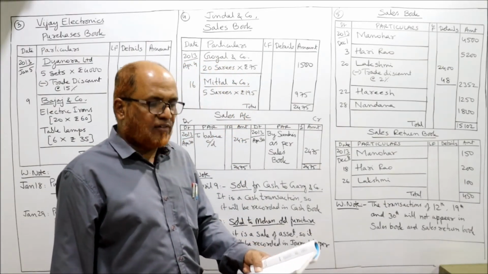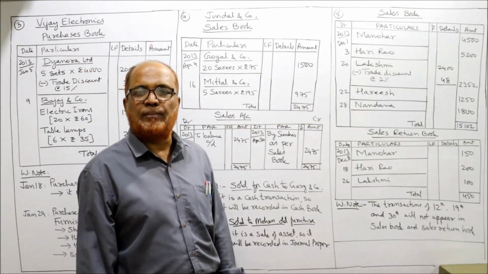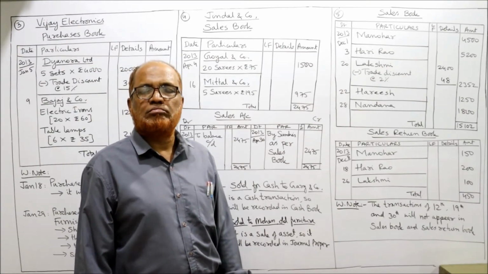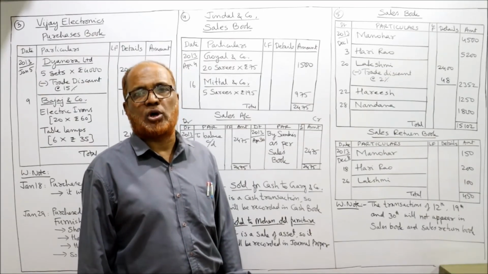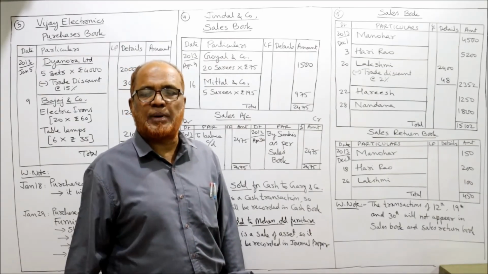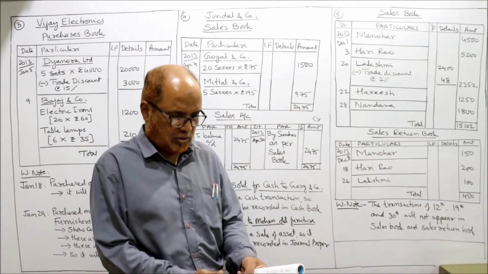Next is sale of old newspapers. Old newspapers are sold. It is not goods. It is miscellaneous income. It will be recorded in the cash book. Sale of old newspapers will be recorded in the cash book. It will not be recorded in the sales book.